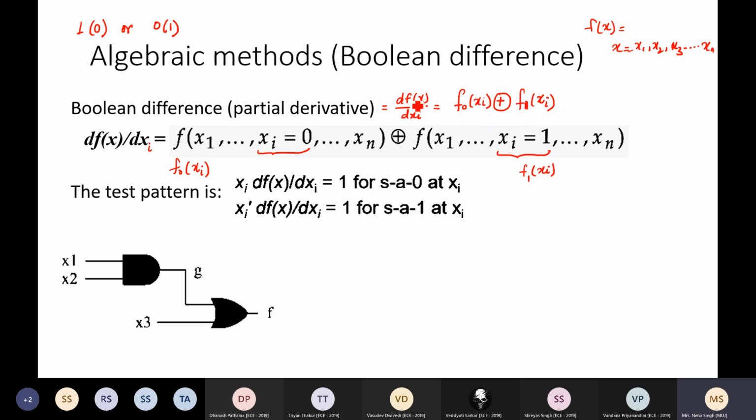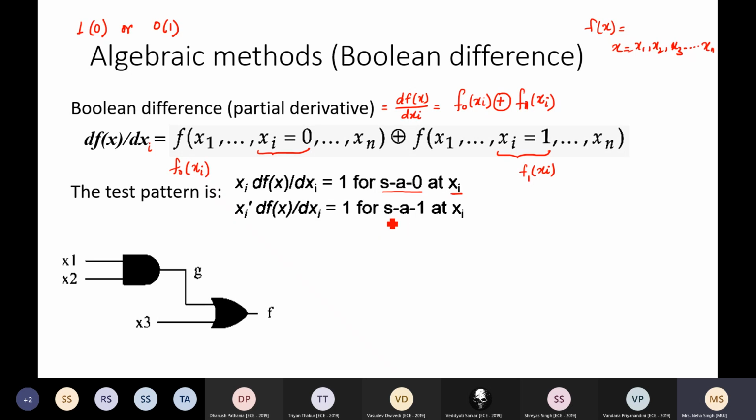So this partial derivative is used to find out the test patterns for the stuck at faults. When I say I have to find the pattern for stuck at 0 fault at any wire xi, I need to multiply this Boolean difference with xi equal to 1. Right? क्योंकि this is the true value. The fault is stuck at 0. अगर xi equal to 0 होगा then the multiplication will give you 0. Then the resultant will be stuck at 0.